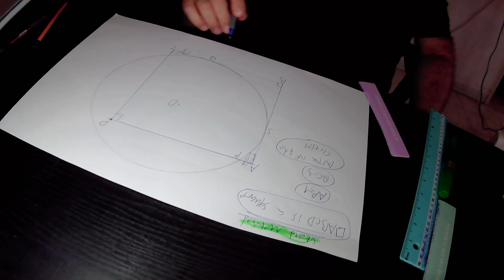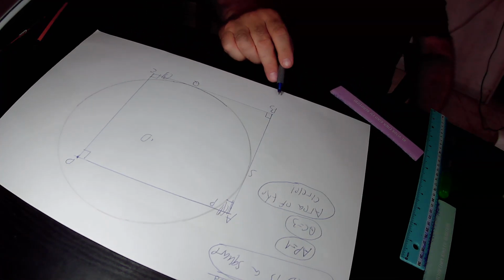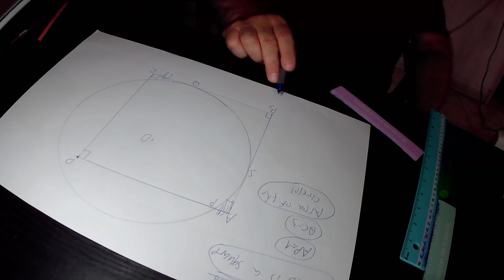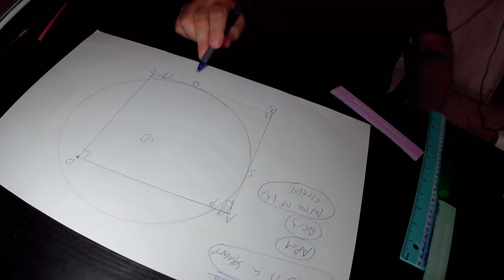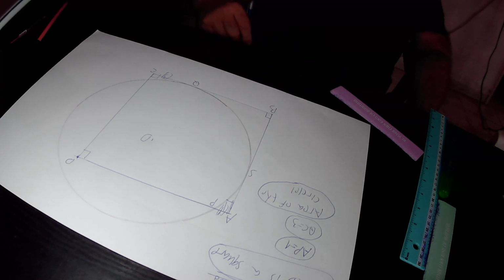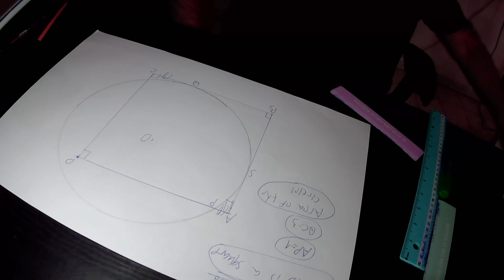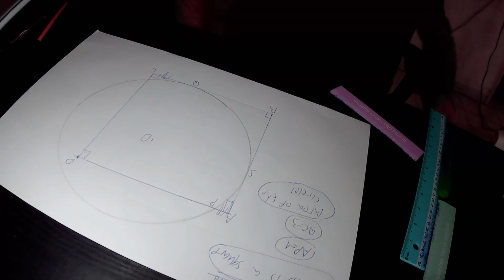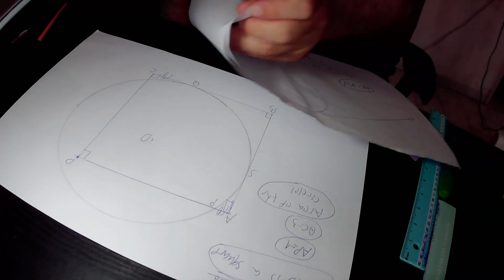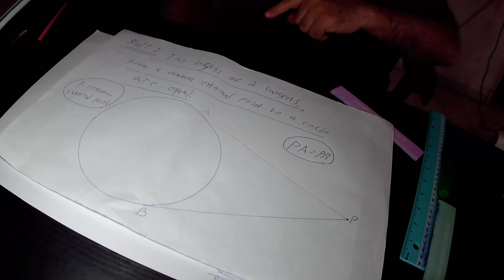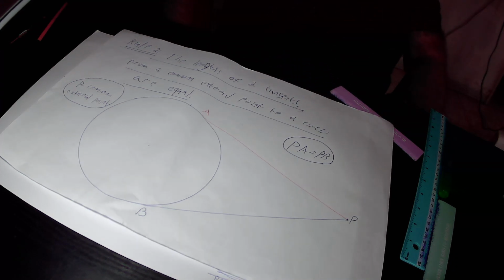So here we have the common external point B. From this common external point B, we have two tangents to this circle, tangent BQ and tangent BS. And according to rule 2, they are equal to each other. So I'll click quickly on rule 2. The lengths of two tangents from a common external point to a circle are equal.